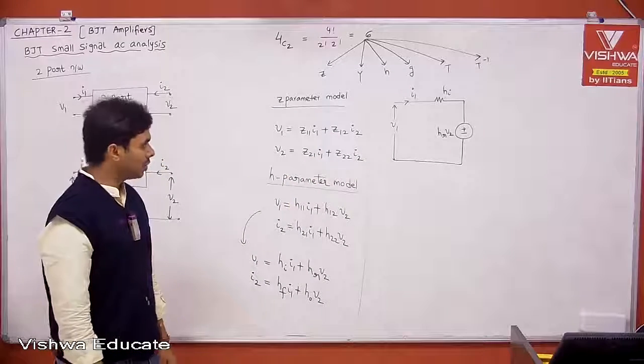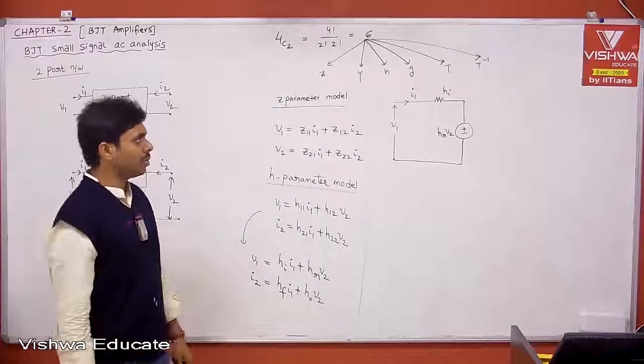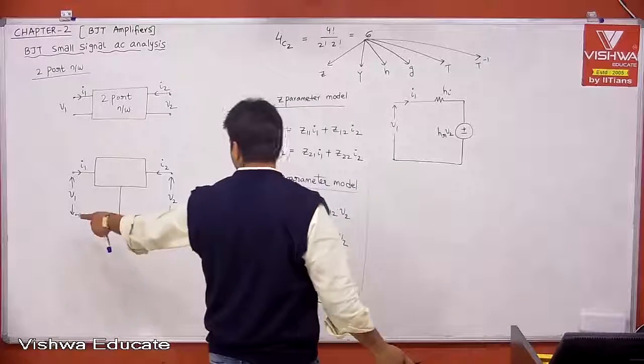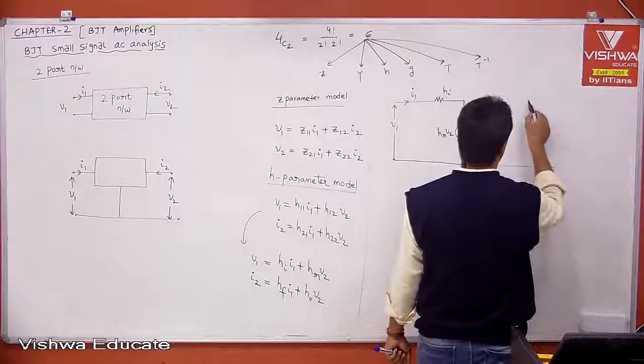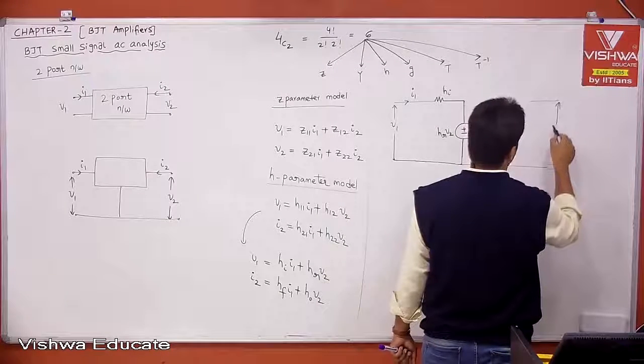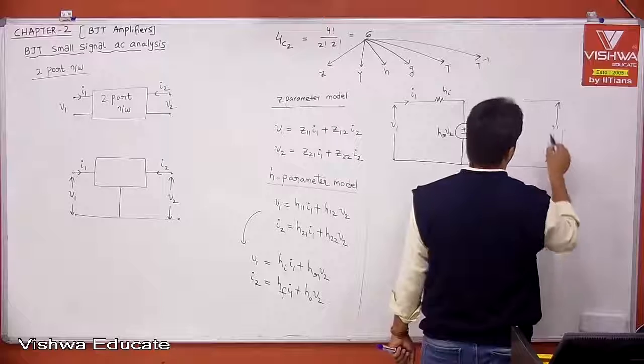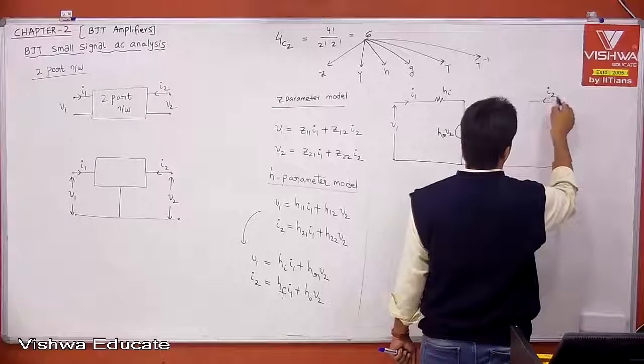That is fine. Now, similarly, let's write the output current equation. And remember, one terminal is common for both input and output. Therefore, this terminal is common for both input and output. And this is your output voltage V2. And this is your output current I2.